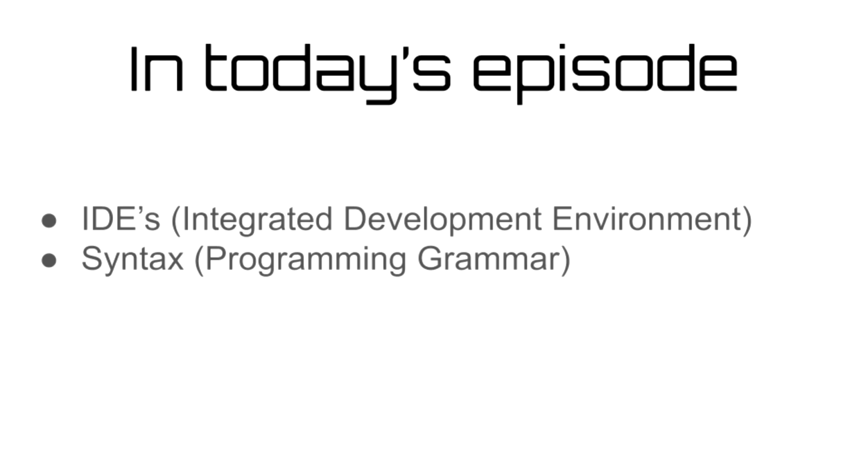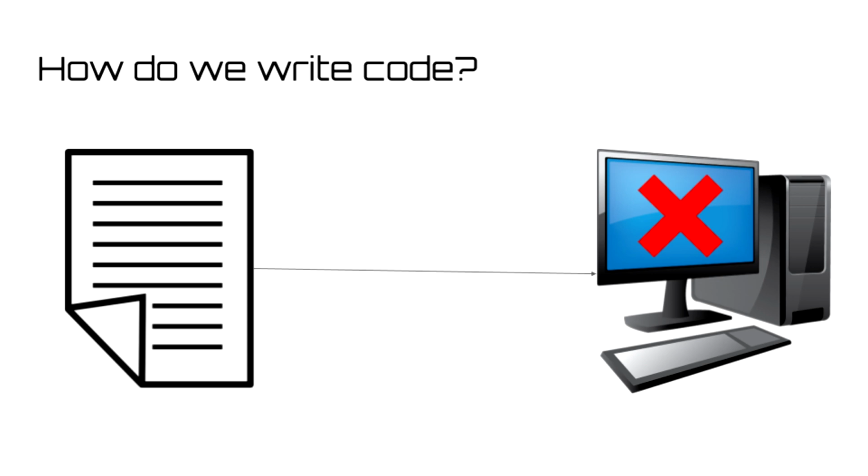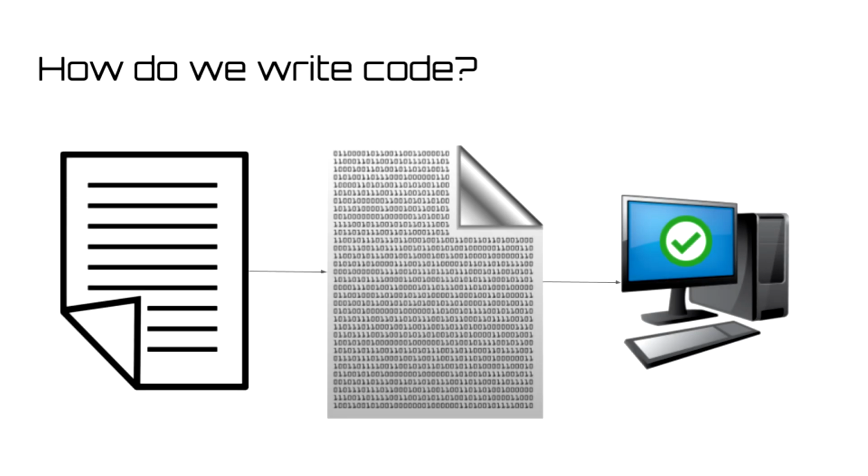In today's episode, we will be covering IDEs and syntax. So how do we write code? It's not like we can simply type words into a text document and automatically assume that the computer can read it. As we talked about in the previous episode, the code must first be converted into machine code, a series of zeros and ones which the computer can then interpret and carry out to complete a certain task, like opening up a browser or a game.